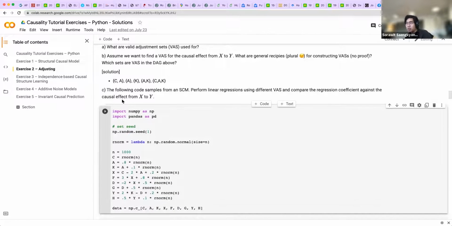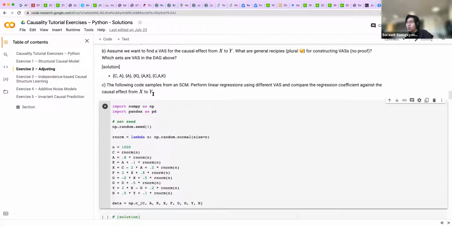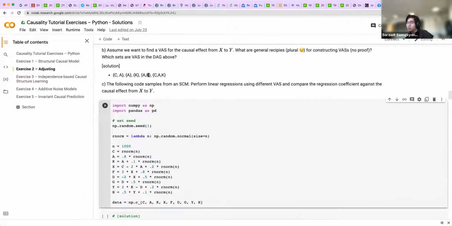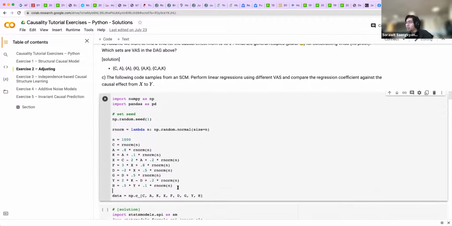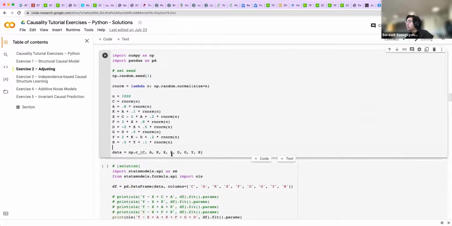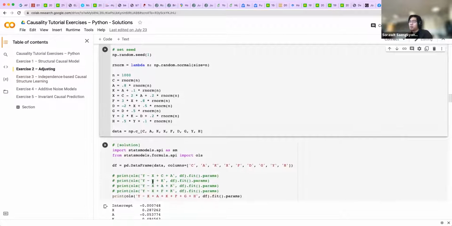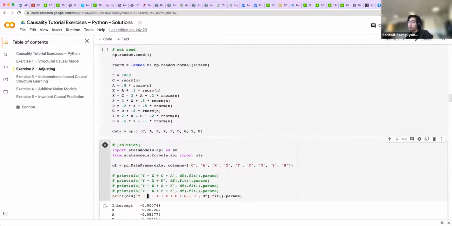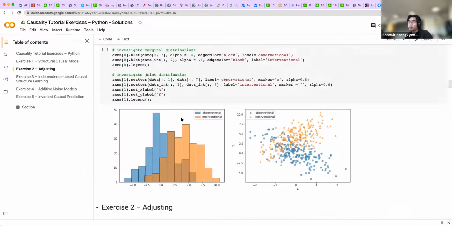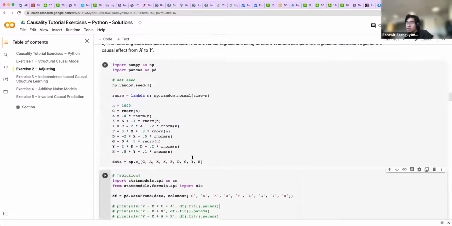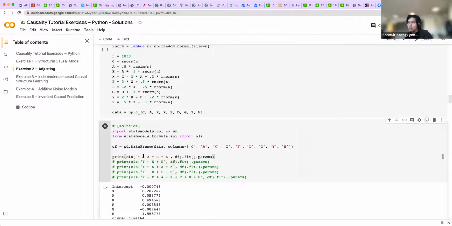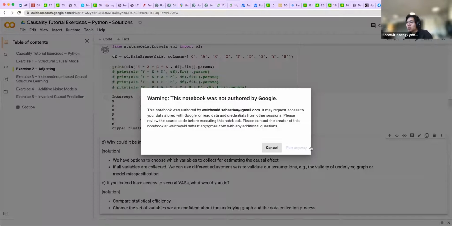And now the question is, we have these sets and we want to apply them in practice. How do we do it? In the linear case, we just need to do regression by adding the treatment X, and then adding all the valid adjustment set variables on top of X. Okay, so let's try. I don't know if I can run it. Let me run it. So let's try the first one.